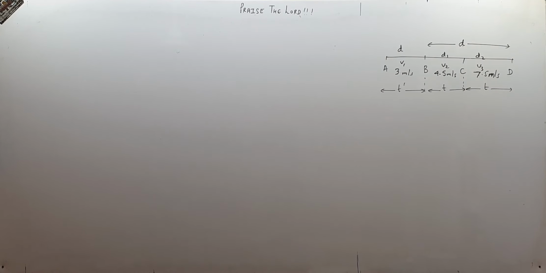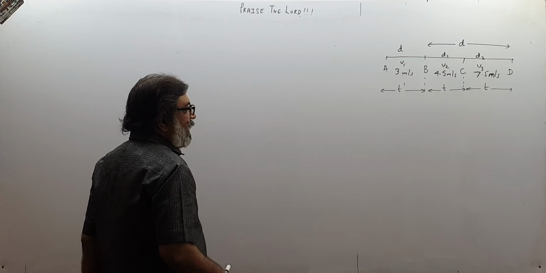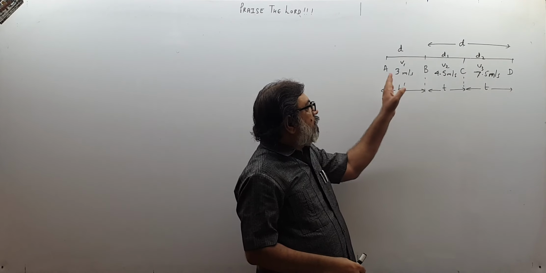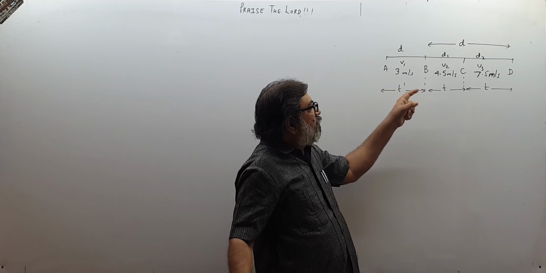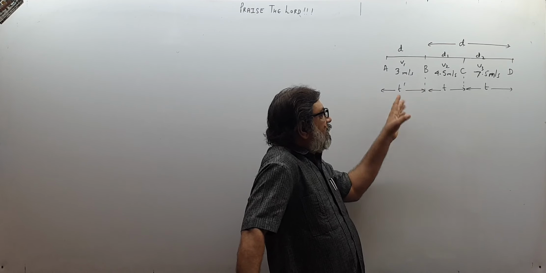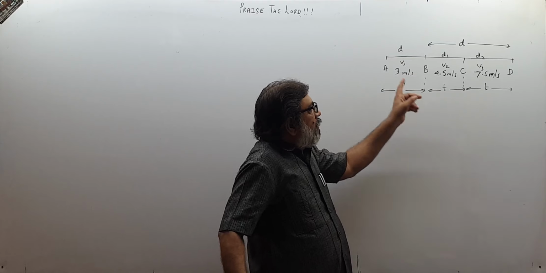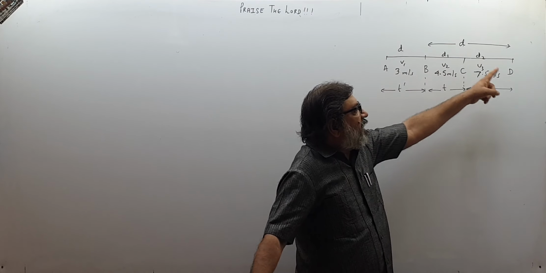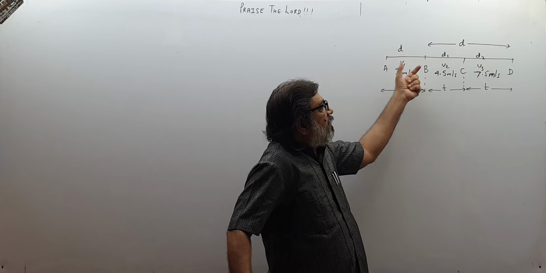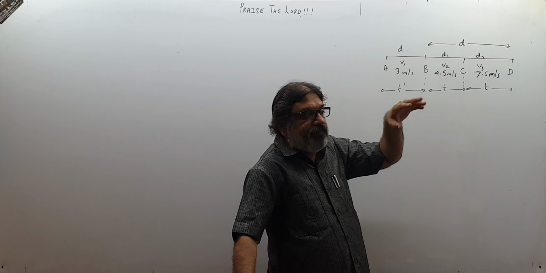So now see, children, I put up the diagram. A body goes from A to B, a distance D, with speed 3 meter per second. Time taken is t dash, supposing. So AB is D and BD is also D. That means this is half distance and B to D is another half distance.